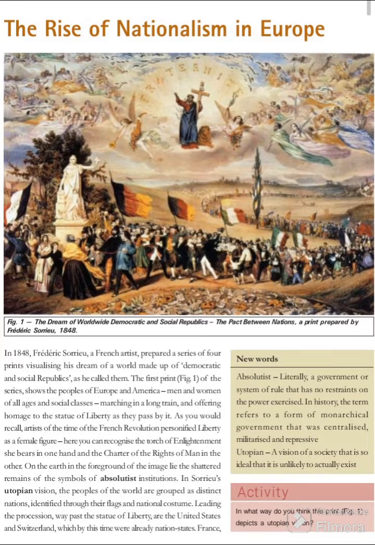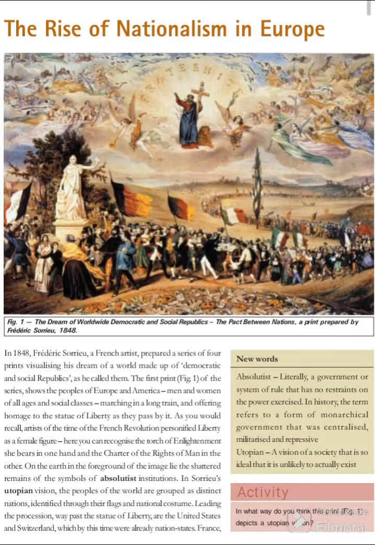In 1848, Frédéric Sorrieu, a French artist, prepared a series of 4 prints visualizing his dream of a world made up of democratic and social republics, as he called them. The first print, Figure 1, of the series, shows the peoples of Europe and America, men and women of all ages and social classes, marching in a long train, and offering homage to the Statue of Liberty as they pass by it.